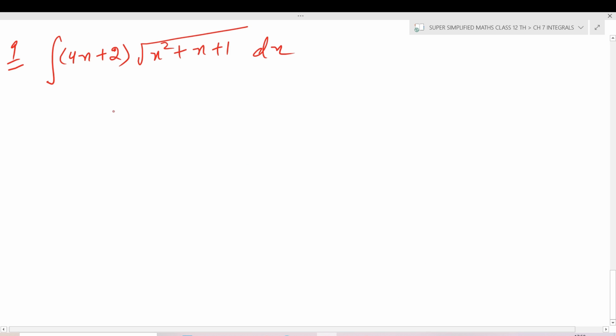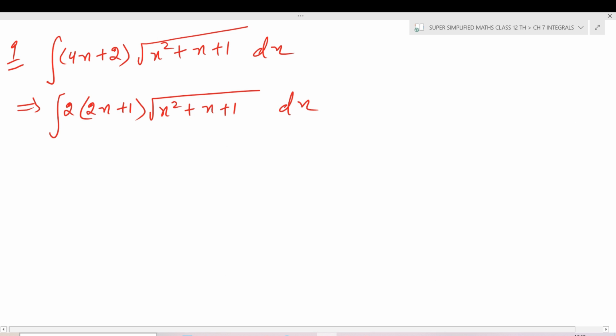So now let us move to question number 9. So here, first of all, I will take 2 common from 4x plus 2. So this becomes 2x plus 1 square root of x square plus x plus 1. Now students, can you tell me, is there any term which is derivative of other term? So we can see that derivative of x square plus x plus 1 is 2x plus 1.